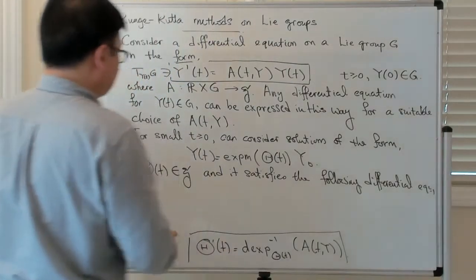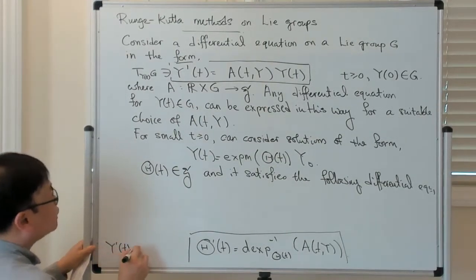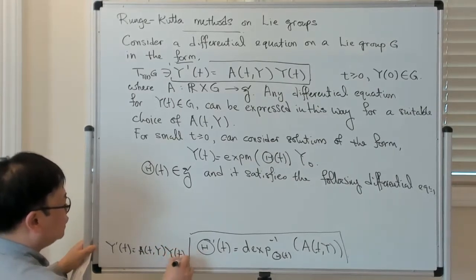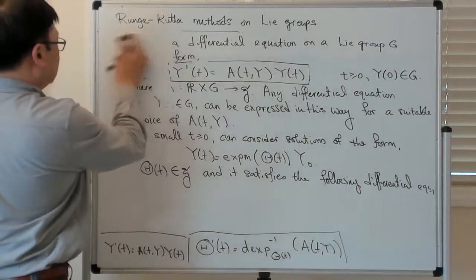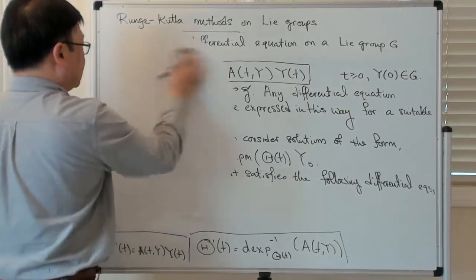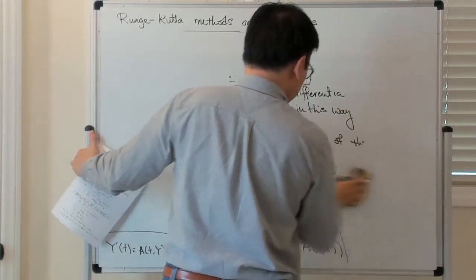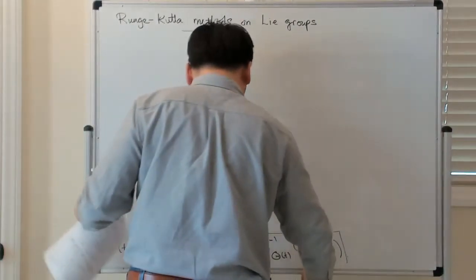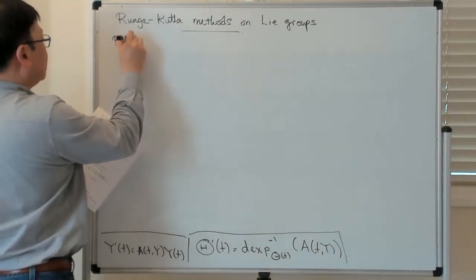Okay, so let me write that. Maybe I should write this other equation down as well: y prime of t is equal to A of t, y times y of t. So those are the two main things you should keep in mind. All right, so let me then prove this result, which says that you can write down a differential equation for theta by using this inverse of the linearization of the exponential.